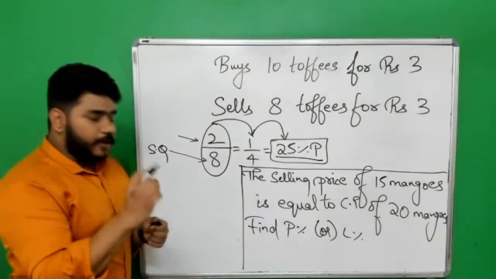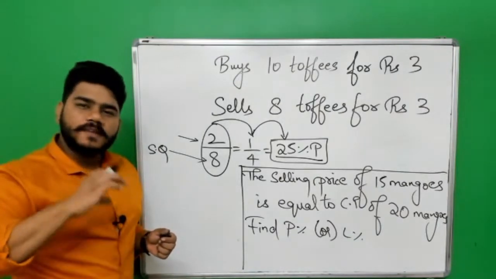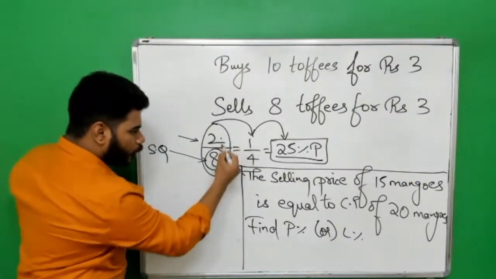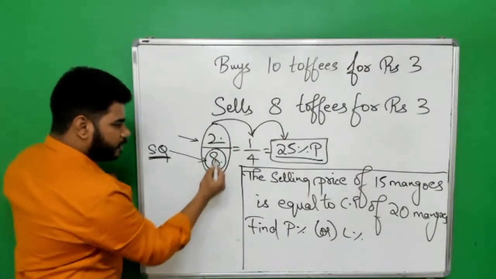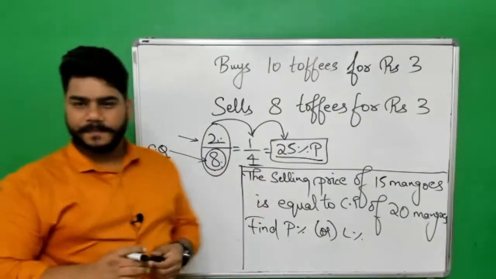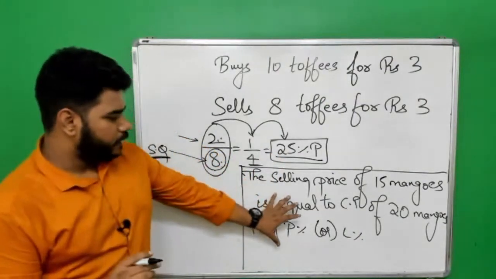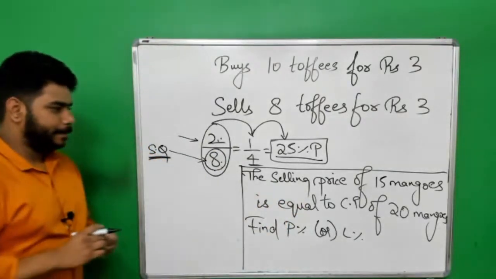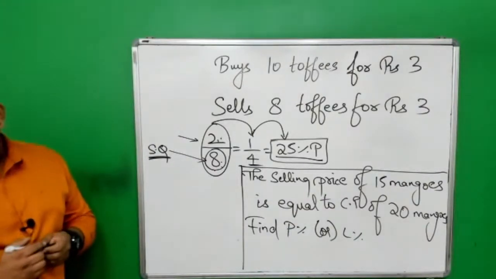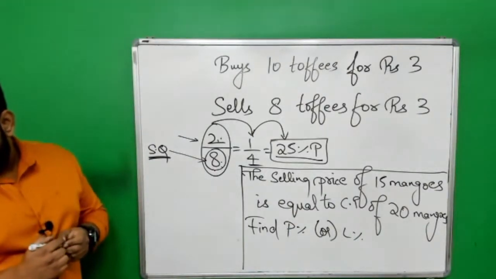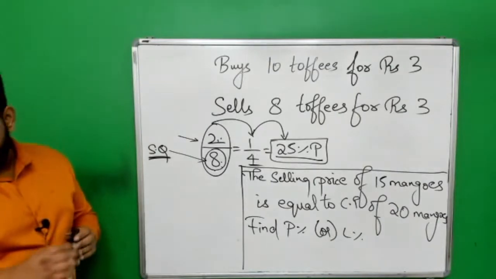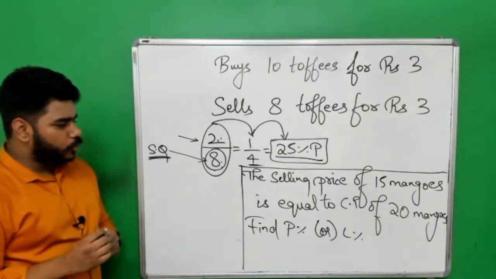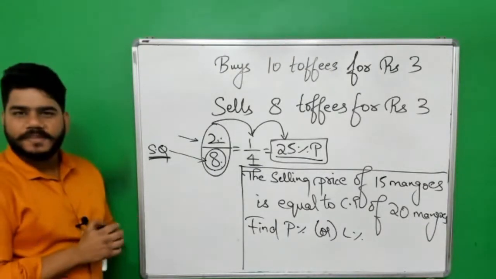Whenever you apply this technique, you always compare with selling quantity. And what is the selling quantity here? 8. So I am comparing my profit with selling quantity. Selling quantity is 8. So 2 over 8 is 1 by 4. Now, if you have understood this concept, give a try for this sum. Let me see, are you able to solve this without touching the pen? Try the sum. The selling price of 15 mangoes is equal to the cost price of 20 mangoes. Find profit or loss percent.